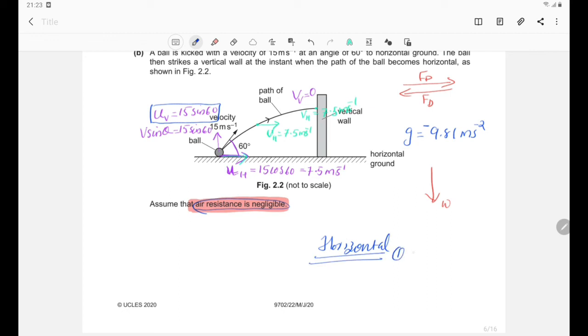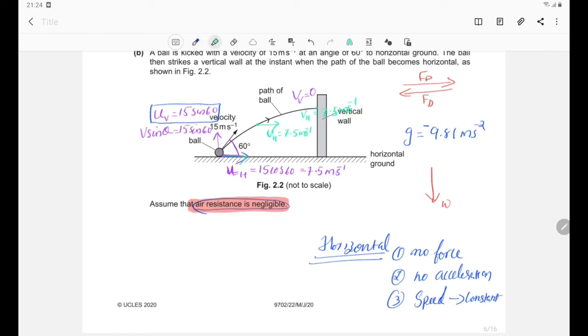The first point: no force acting horizontally. If in the question it's mentioned that air resistance is negligible, and in most projectile questions the air resistance will be negligible, then the first point that should come to your mind when you consider horizontal motion is that there is no horizontal force. So there is no horizontal acceleration. Hence, horizontally, speed or velocity will always be constant.